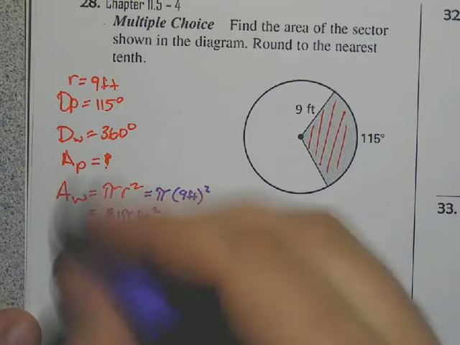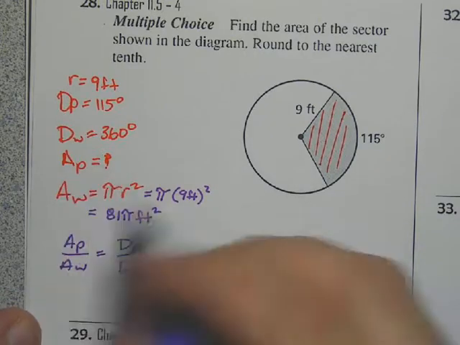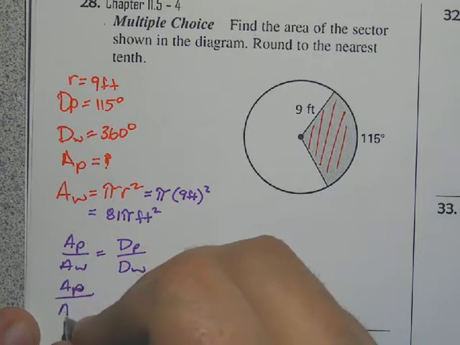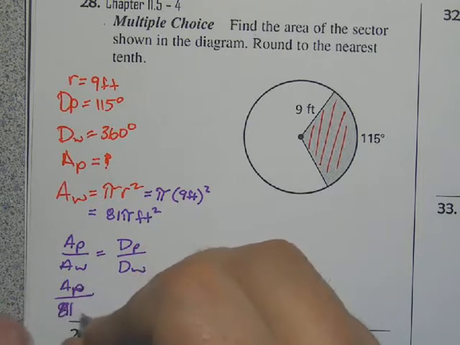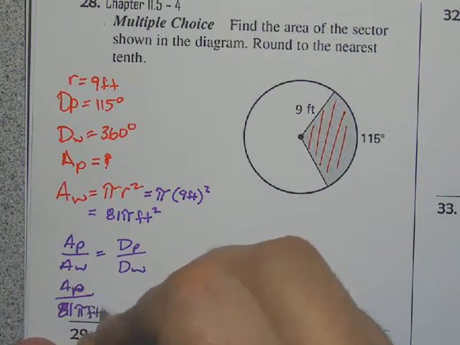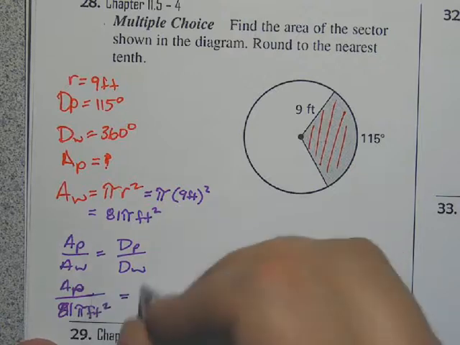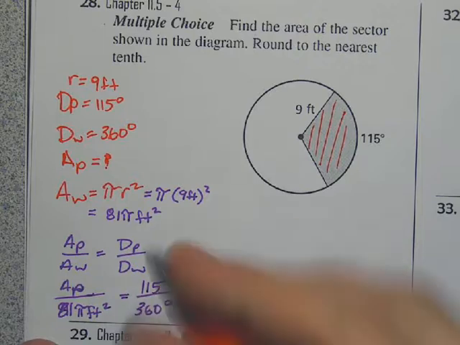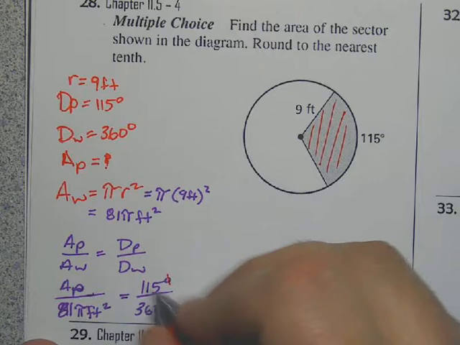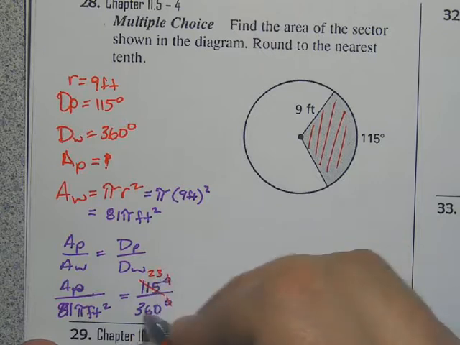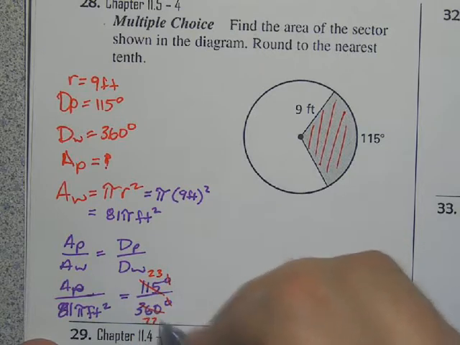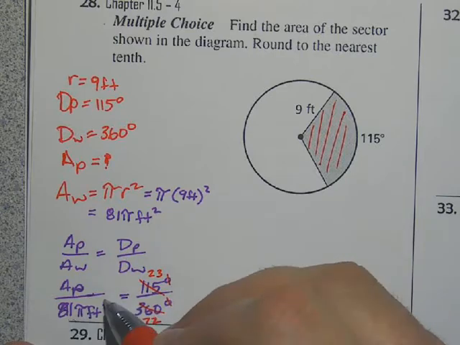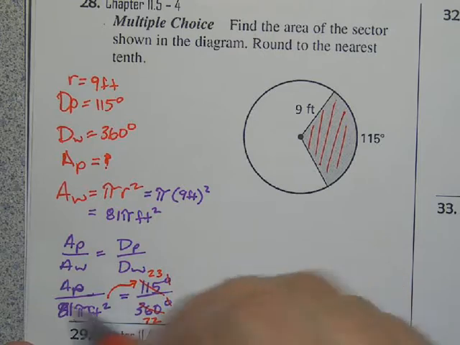And so let's go ahead and plug what we know in. We don't know AP, so AP is on top. We do know AW, it's 81 pi feet squared. DP is 115 and DW is 360. I'm going to reduce while I can here. 5 goes into both of these. This is going to be 23 over 72. Multiply both sides by 81 pi feet squared, and it's going to cancel out.